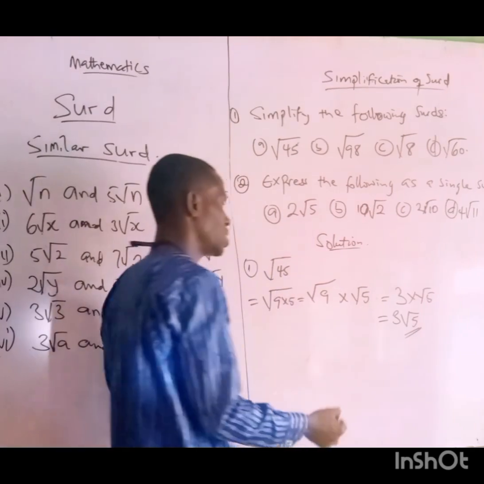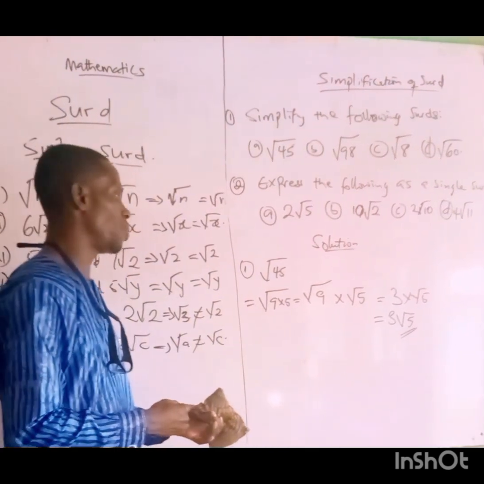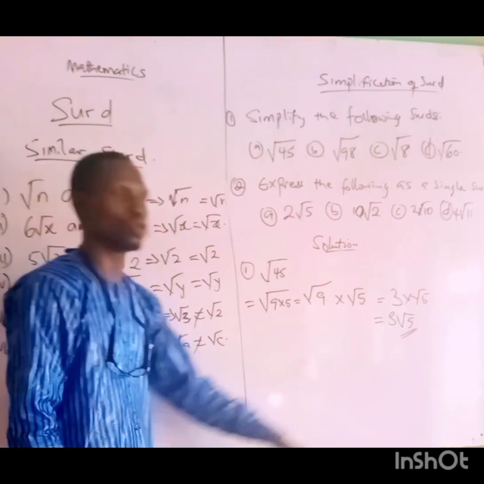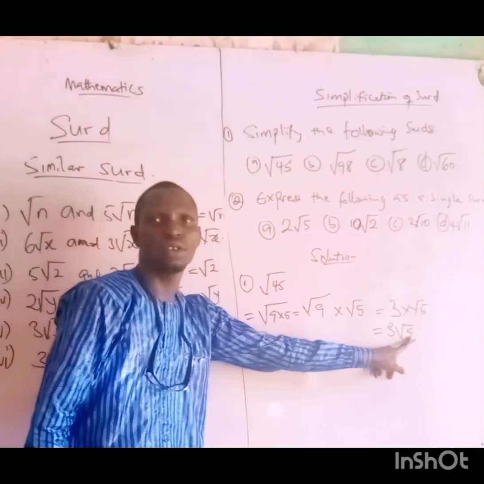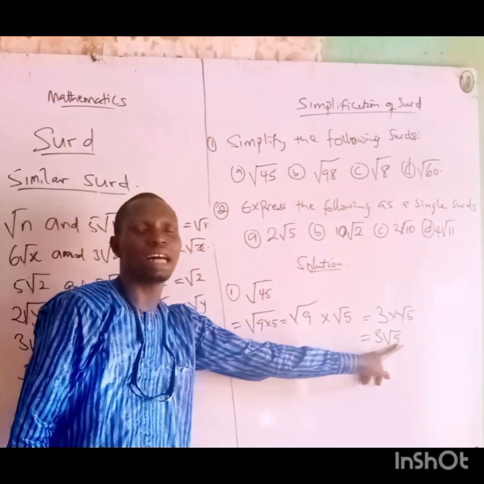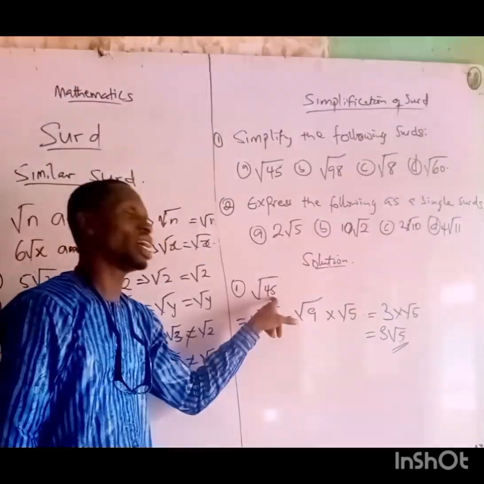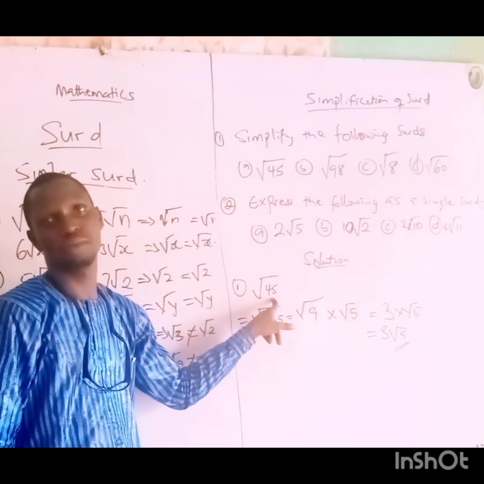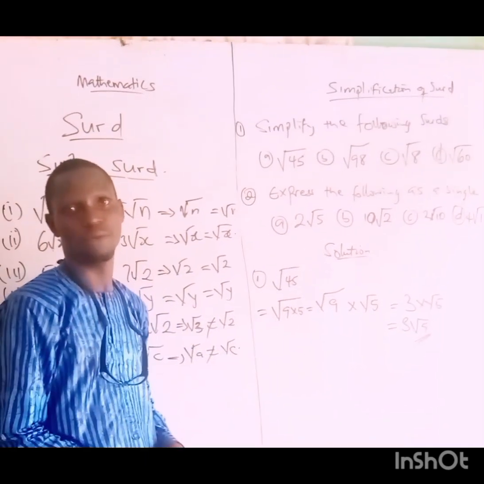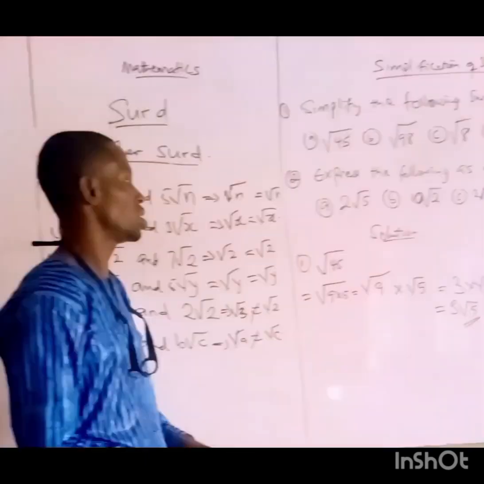Now look at this. We've been able to simplify root 45 to 3 root 5. You only have 5 as a radicand; it's not as big as 45. I hope you understand that. Very good. And let's take the second example.